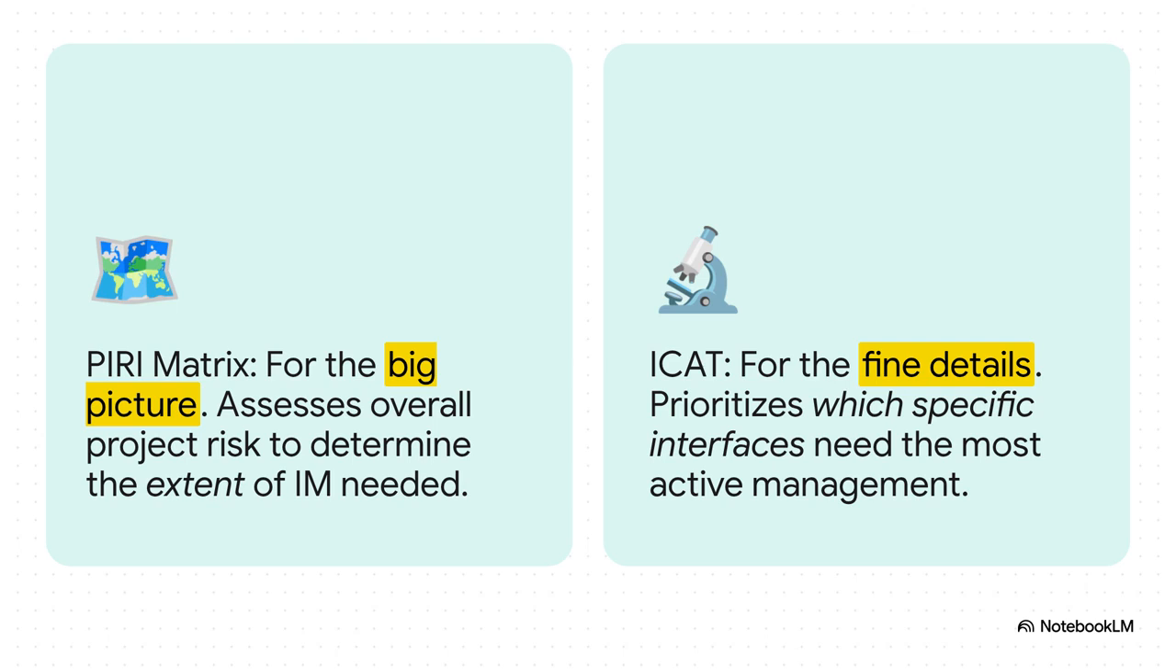So the PIRI matrix gives you that 30,000-foot view, the big picture. But what about getting down into the weeds? For that, you've got another tool in the box, the ISAT, or the Interface Complexity Assessment Tool. Here's the easiest way to think about it. PIRI tells you if your whole project needs a formal system. ISAT is like your magnifying glass. It helps you zoom in on the specific connections between, say, contractor A and contractor B to figure out which of those interfaces are the riskiest and need your immediate attention.